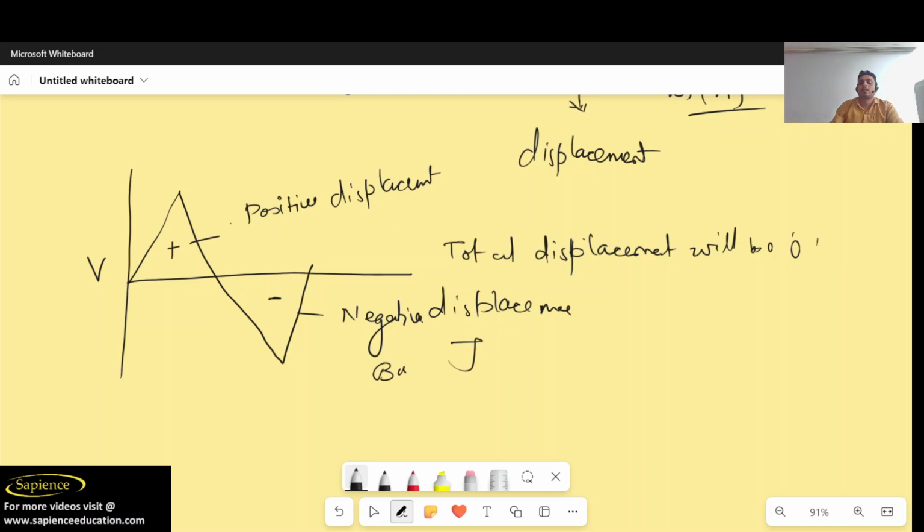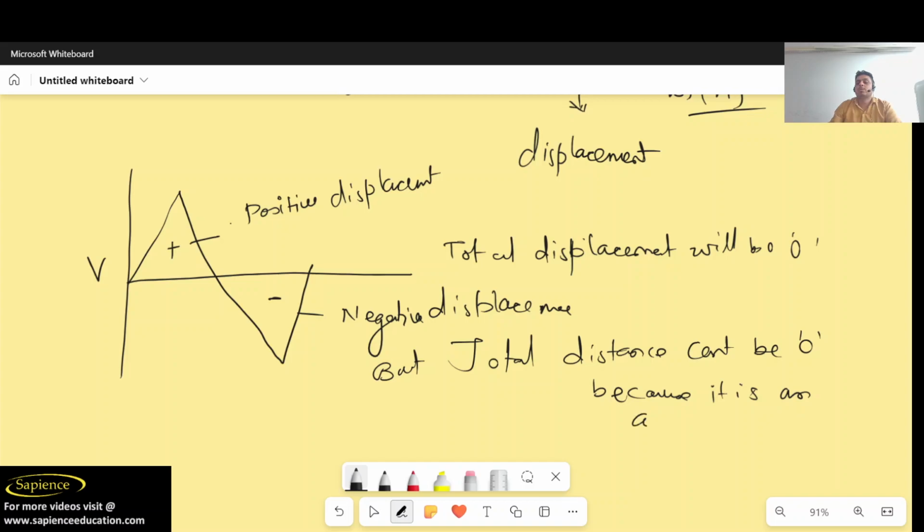Sorry, total distance can't be 0, because it is an absolute quantity. Because it is an absolute quantity. Okay, I hope you have understood this.